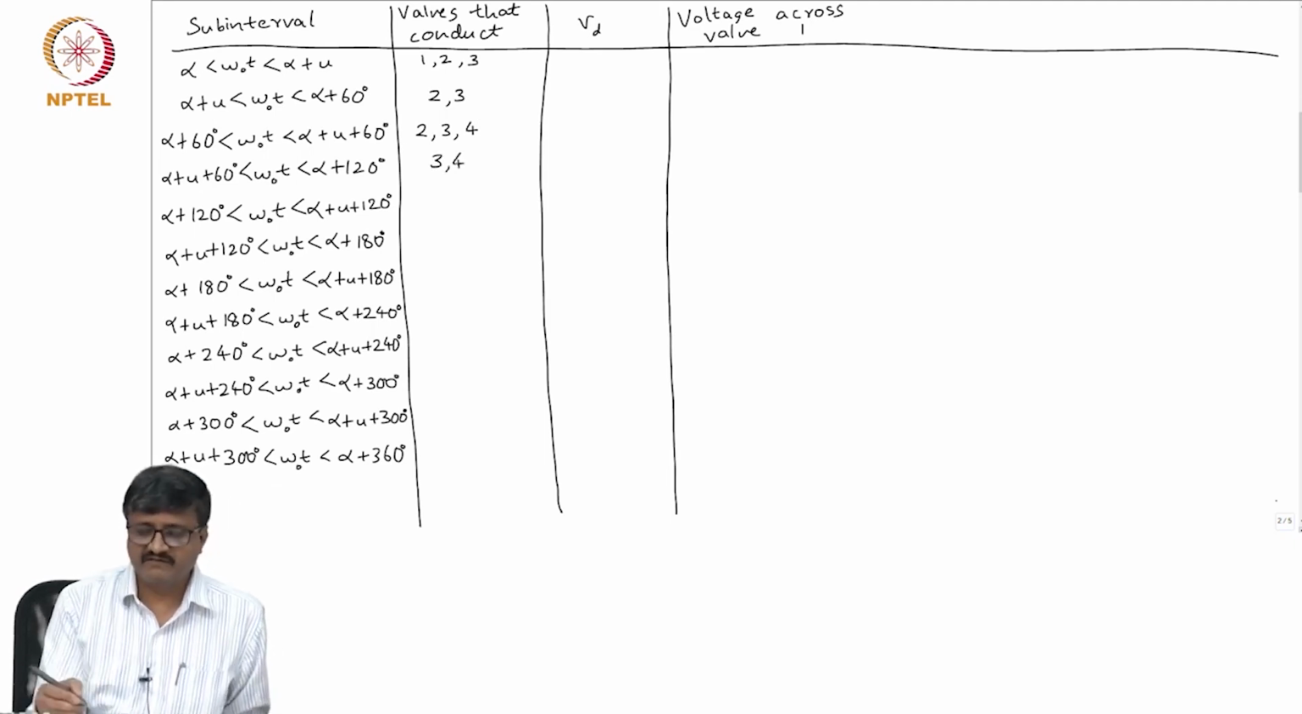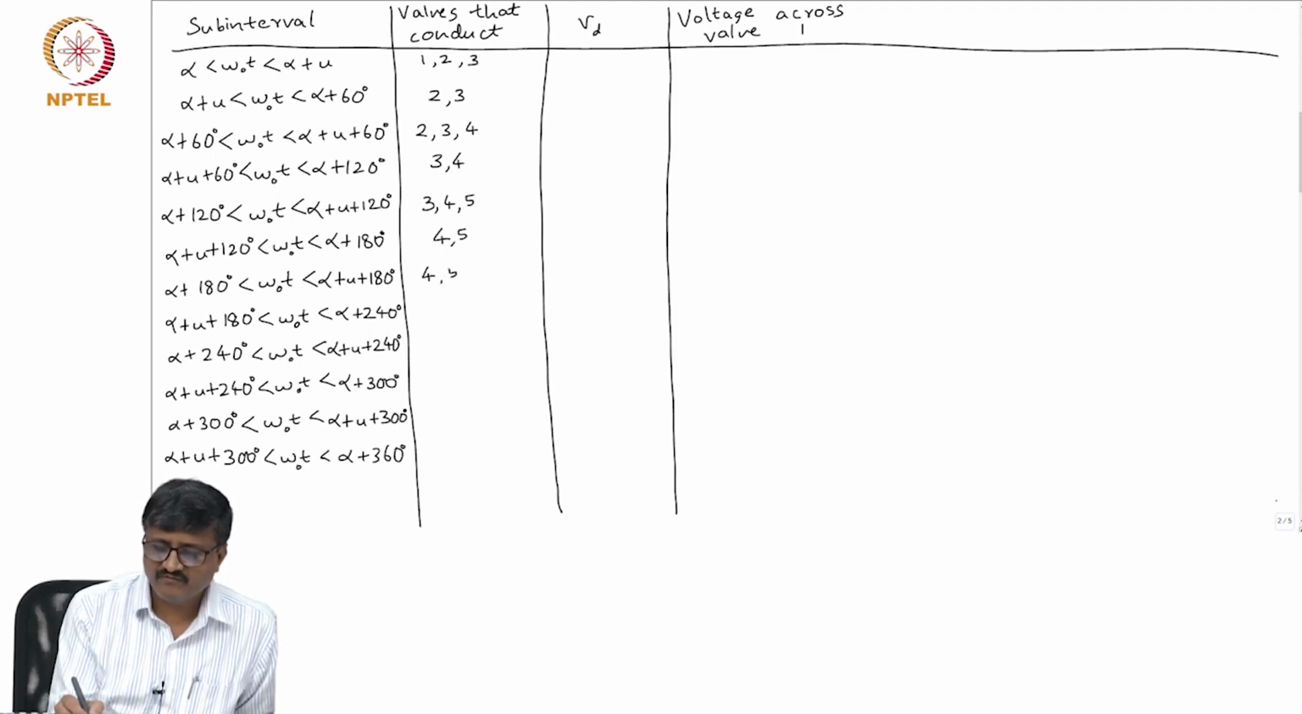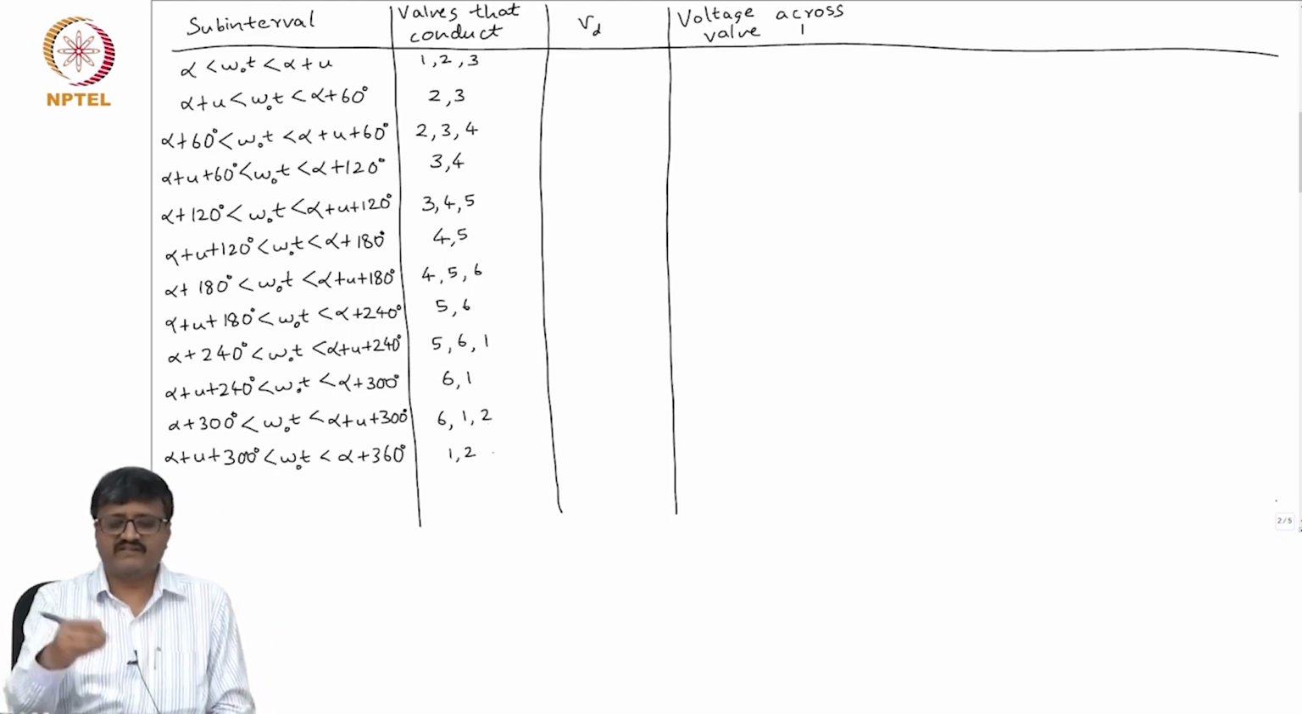Similarly, we can write down the valves that conduct: 3, 4, 5, 4, 5, 4, 5, 6, 5, 6, 5, 6, 1, 6, 1, 6, 1, 2, 1, 2. Then again the cycle repeats.